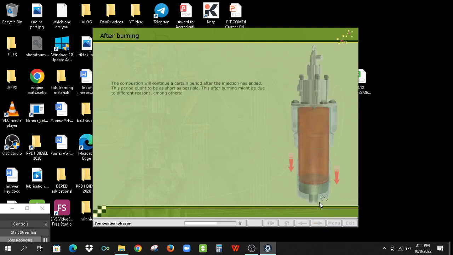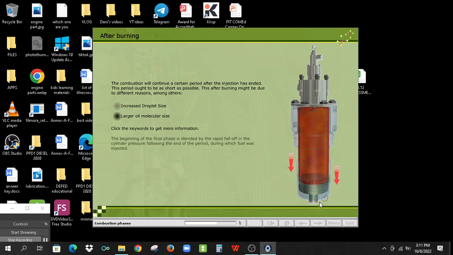The combustion will continue a certain period after the injection has ended. This period ought to be as short as possible. This afterburning might be due to different reasons, among others, increased droplet size, larger oil molecular size. Click the keywords to get more information.